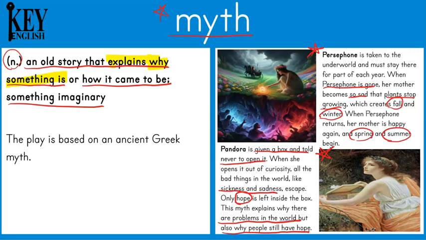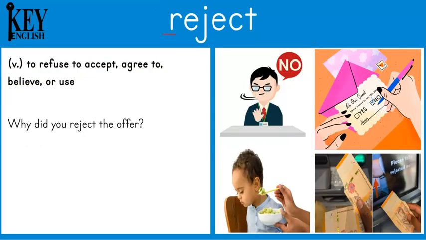Our next word is reject. Reject is a verb, and reject means to refuse to accept, agree to, believe, or use. So you are refusing. It means you will not do any of these things. You will not accept something, you will not agree to something, you will not believe in something, and you will not use something. You are rejecting it.